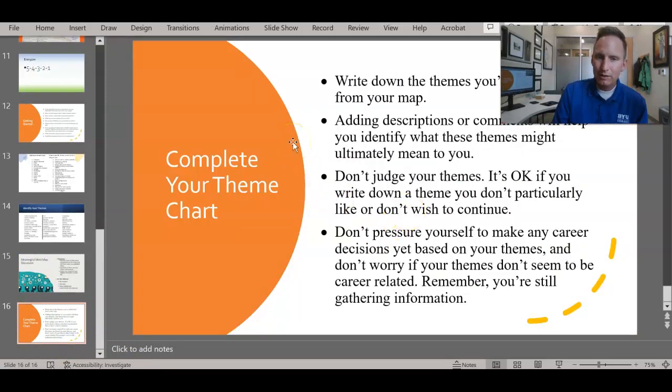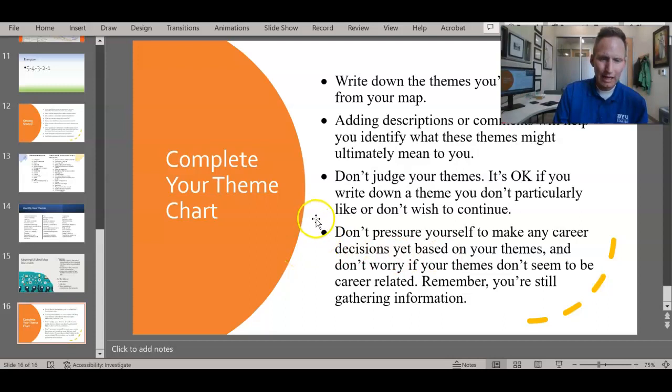Then some final takeaways from the activity. There's listing your themes, adding descriptions, defining what that theme might mean. It's okay if you have a theme and you don't particularly like that theme and you don't want to have that theme. And it's also important to not pressure yourself to make a career decision based on these themes. It's giving us insight. It's helping us develop that identity awareness, which sets us up for making better decisions. There may or may not be a direct career connection that they make here.